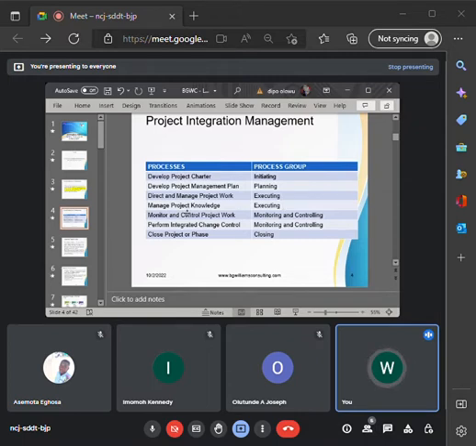Then monitor and control project work, because when your team are already working on the tasks assigned to them, there is need for you, the project manager, to monitor the work that is being done. That monitoring is done under monitoring and controlling. Then finally, is it possible to make changes as we work on a project? Yes, it is possible. That is perform integrated change control, and that is done under monitoring and controlling.